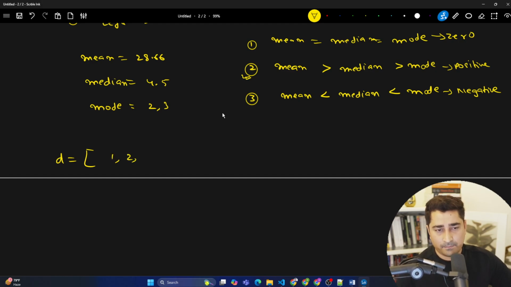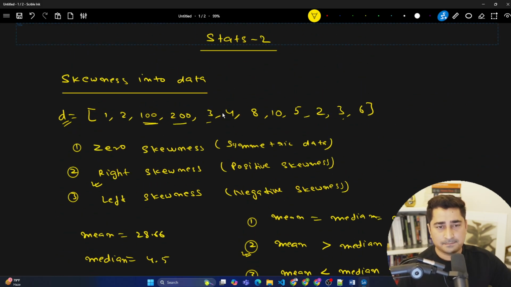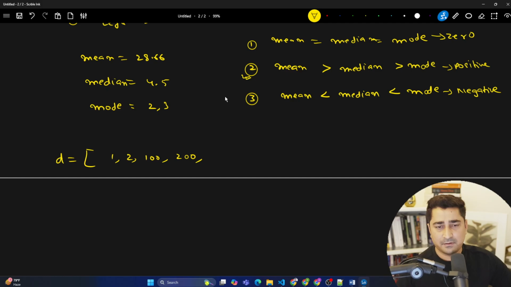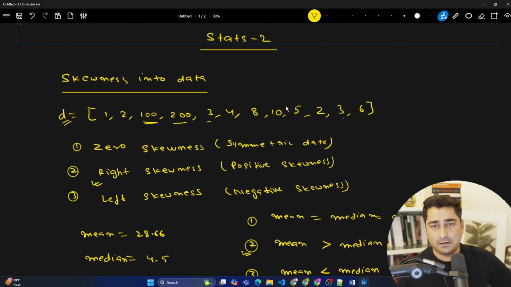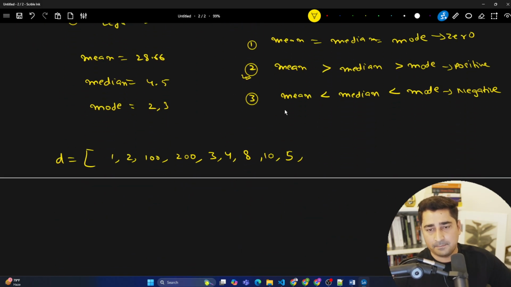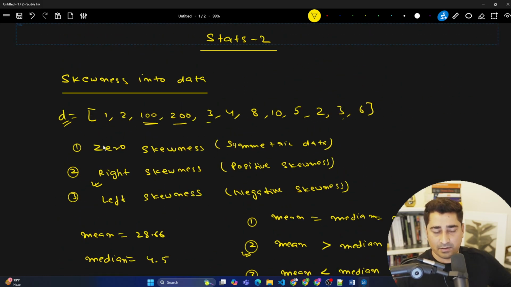So 1, 2, then 100, then 200, 3, 4, 8, 10, 5, 3, 4, 8, 10, 5, 2, 3, 6. Okay. So 2, 3, 6. So we'll try to plot a graph, guys, over here manually. We'll try to plot a graph, and then we'll try to see whether we are able to establish the same kind of analogy or not.